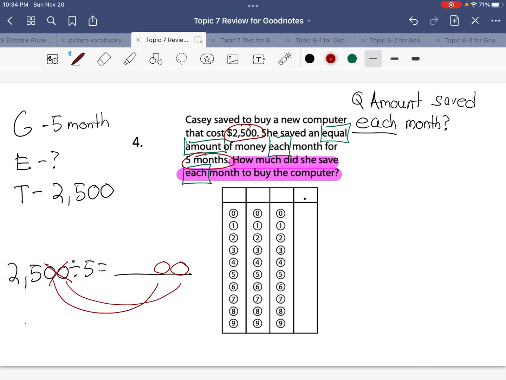So I ask myself, what times 5 is going to give me 25? That will be 5. So I put that 5 up here, and I know it's 500. She saved 500. So I can just put my 500 here, and I just bubble it in. $500 that she saved.